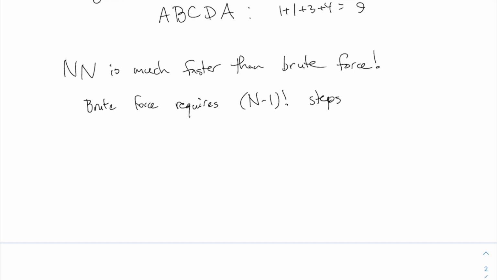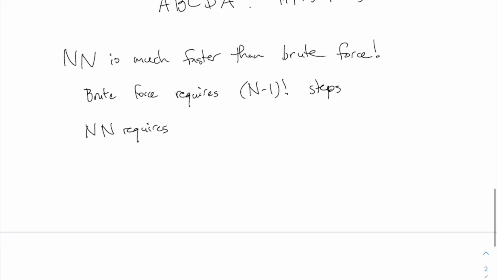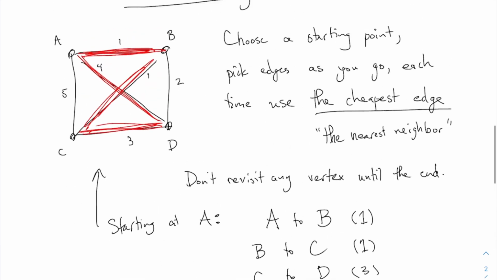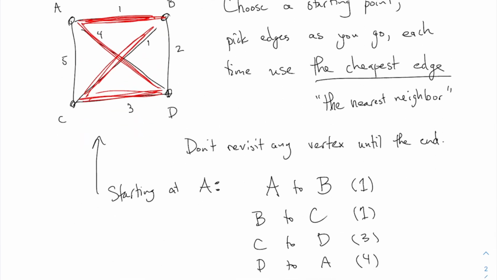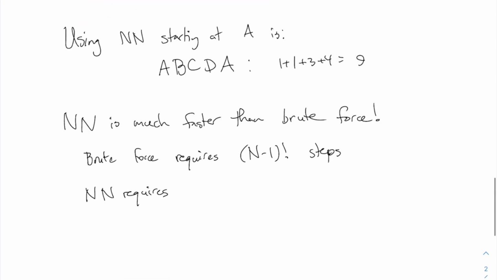But the nearest neighbor requires, where n, of course, means the number of vertices. Here there were 4 vertices. How many steps did it take me to do this? I would say it's basically 4 steps. You just do one at a time, and that's it. So with n vertices, the nearest neighbor requires really about n steps. This is much less. Much, much less, right?